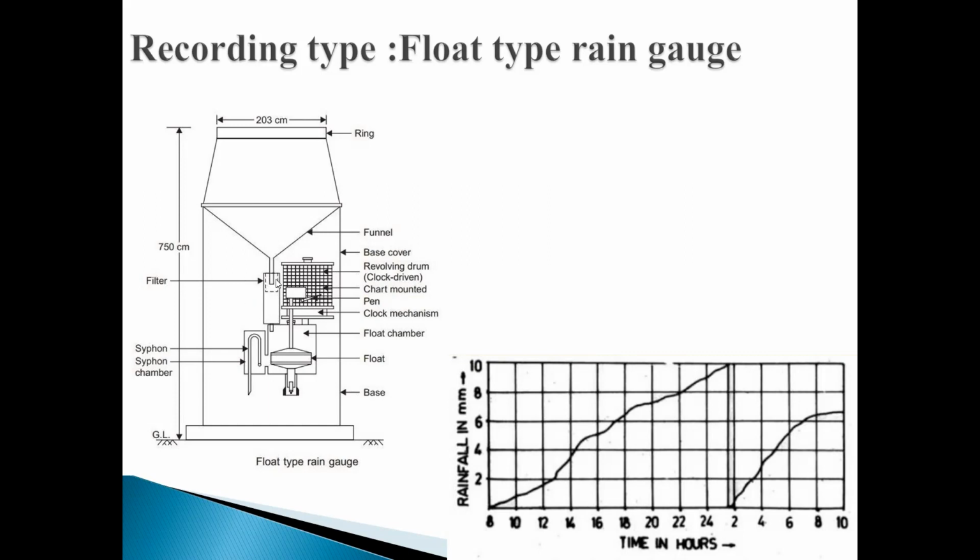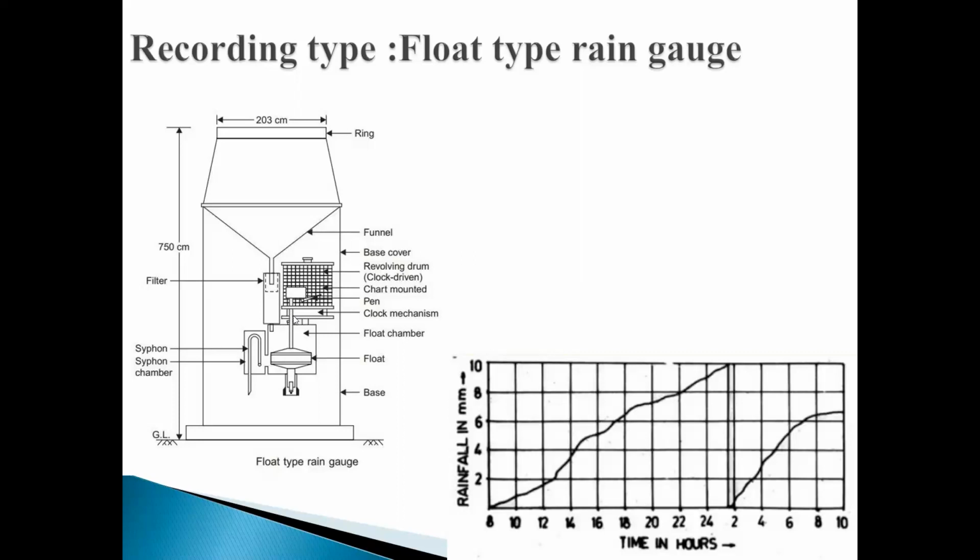Now here you have a filter. Whatever dirt is present in the rainfall can be removed at this point. So a filter is provided, and this is the funnel which receives the rainfall. Whenever the rainfall takes place, the funnel fills up, and the water starts moving downwards into a float chamber. Now this is the float. Whenever this float chamber fills up, the float moves up.